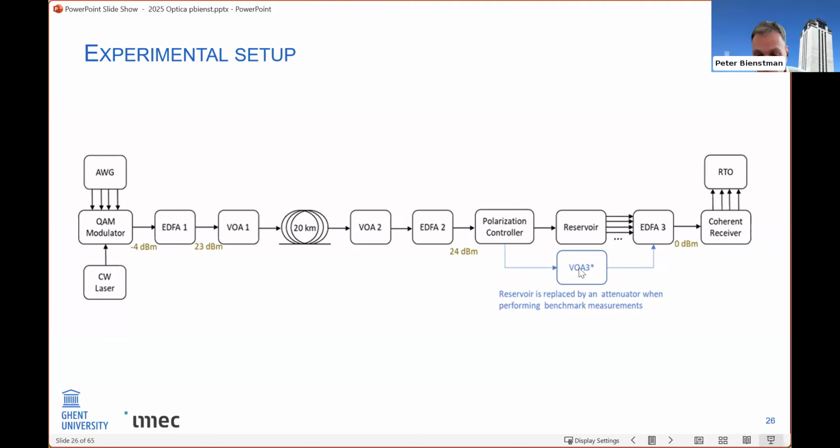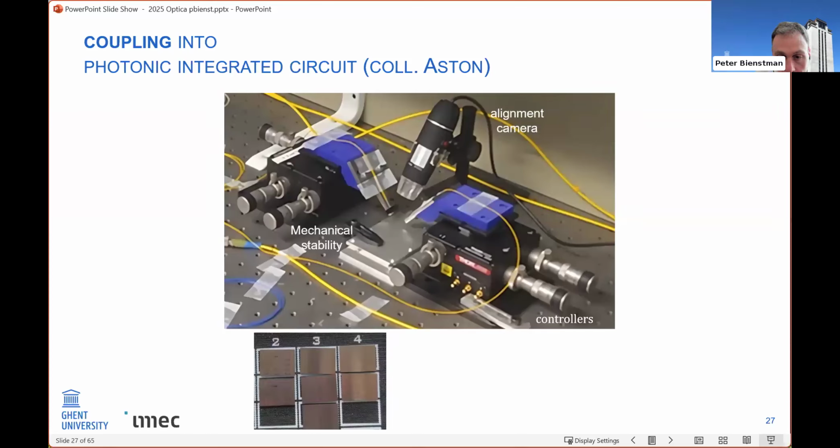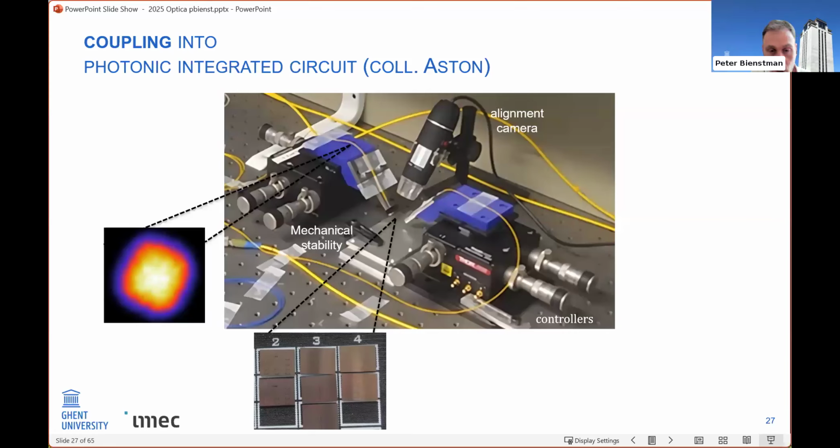And also for comparison, we have here an attenuator, which roughly has the same losses as a chip for our benchmark, such that we can really compare apples to apples here. Okay, very standard optical setup where we have collaboration with people in Aston University to help us with the high-speed equipment. And these are some images of the constellation diagram that you have at the input to the chip.